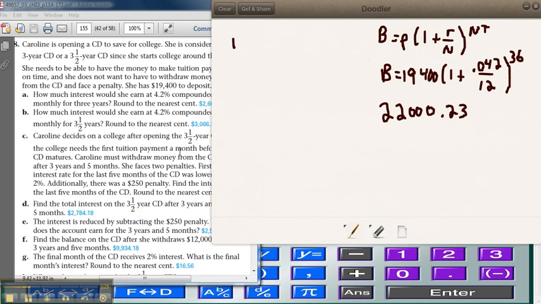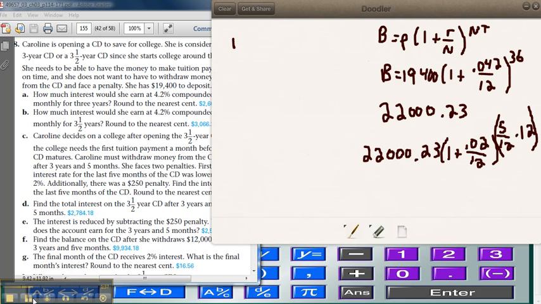Now we need to take the same amount and put it back into the CD for 5 months. Next, what we just plugged in, $22,023, we plug into the formula. That's times 1 plus 0.02 divided by 12, all to the exponent of 5 over 12 times 12, because 5 represents 5 months out of 12 months. We plug this in and we'll see how much it's worth after 3 years and 5 months.